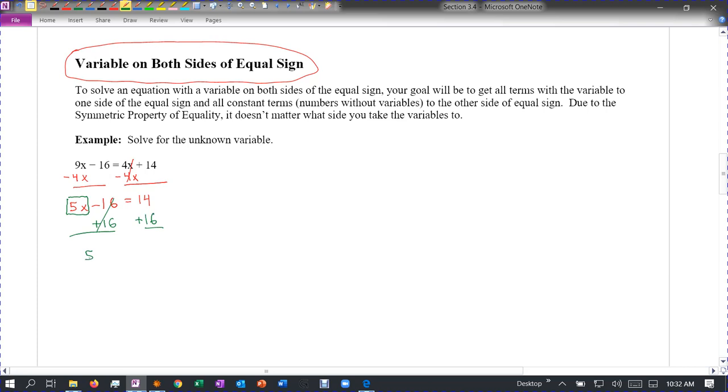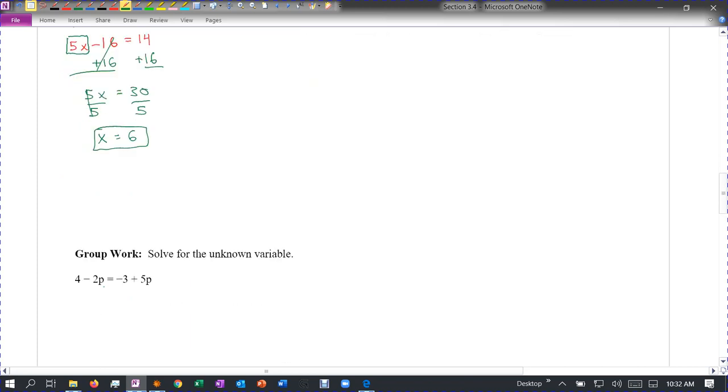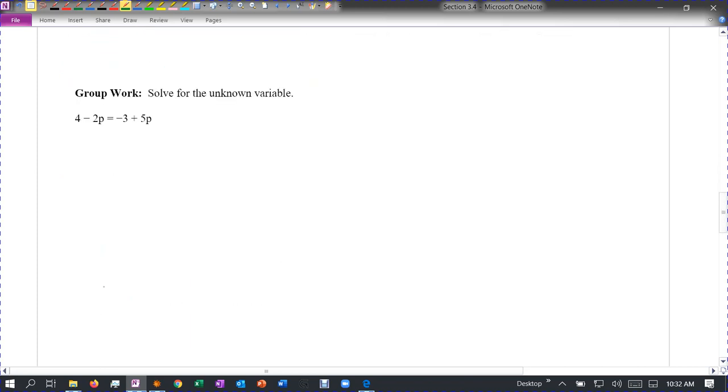16's go away, we have 5x. And then 14 plus 16 is going to give us 30. And now what we want to do is get rid of the 5, so we divide both sides by 5. 5's cancel, we get x equals 6. Alright, next one. Give you an opportunity to do that one yourself.